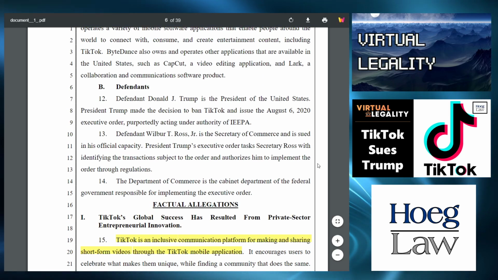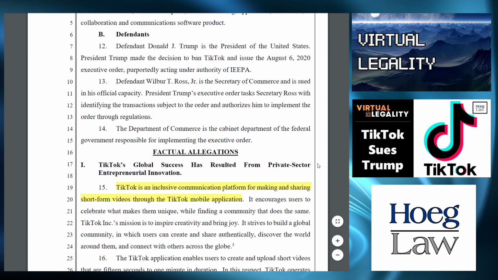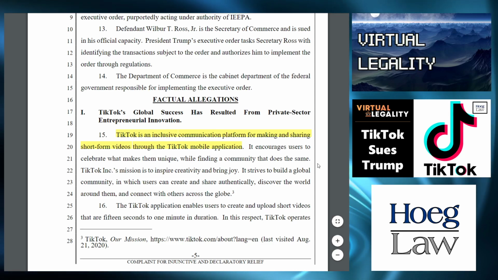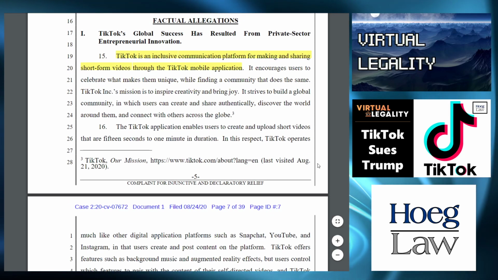And I think, as I said earlier, that might be their best argument, that the actual executive order is a little bit overbroad, and if they can get it stayed for just a short period of time to get them across the finish line for what would be a divestiture of the TikTok company, I think that might be their goal here. So first we get the factual allegations.